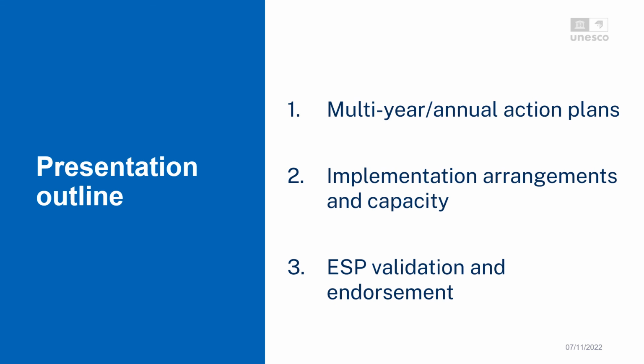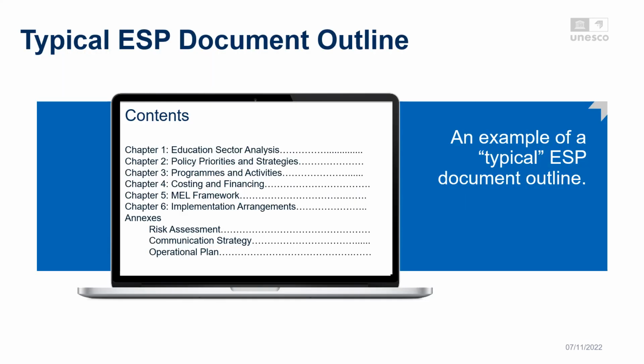Wow! We have now officially covered all of the phases of the plan preparation process. Good work! To close up this last presentation, let's see what happens once ESP development is completed. Once the various parts of the plan have been drafted by the technical working groups, they will be consolidated into a single document. As a reminder, here is a typical outline of an ESP document. You will see that it includes all of the phases we have covered.